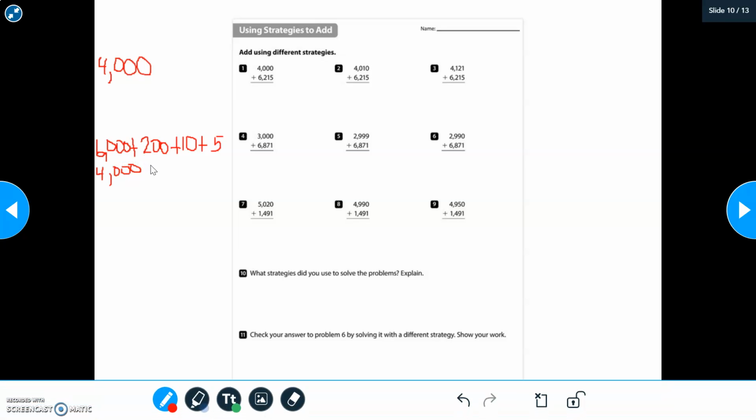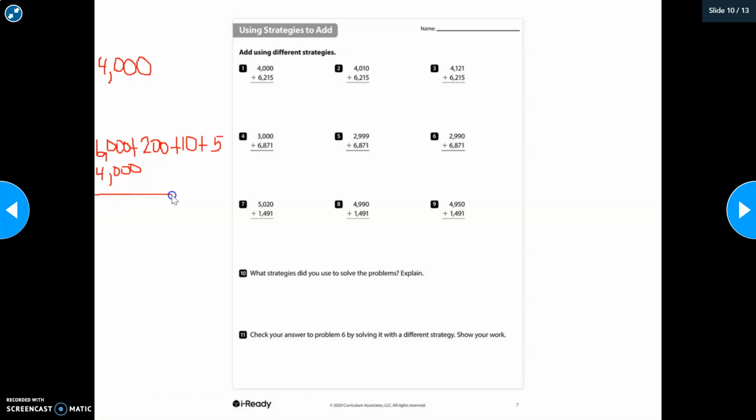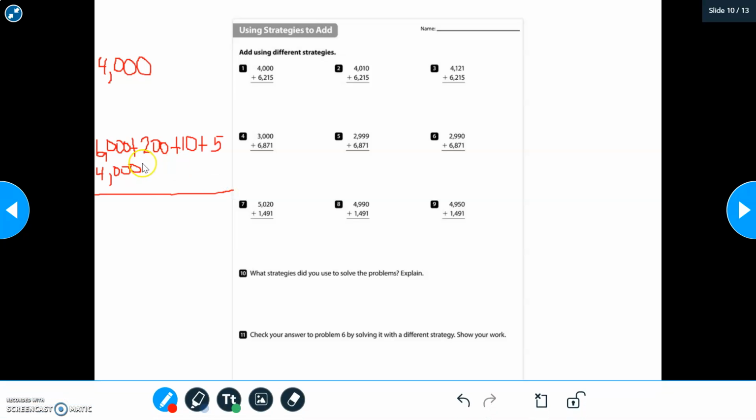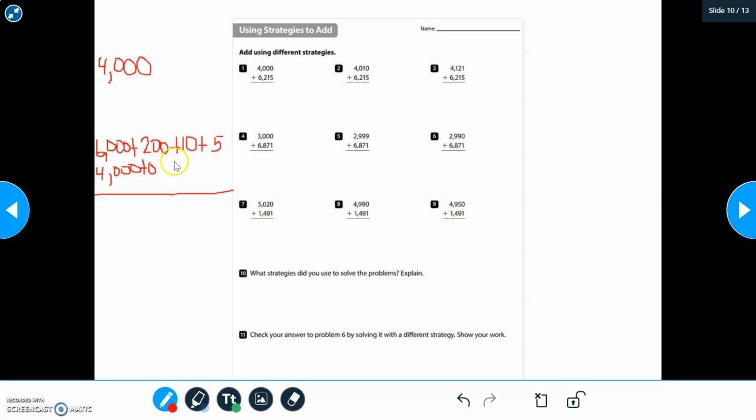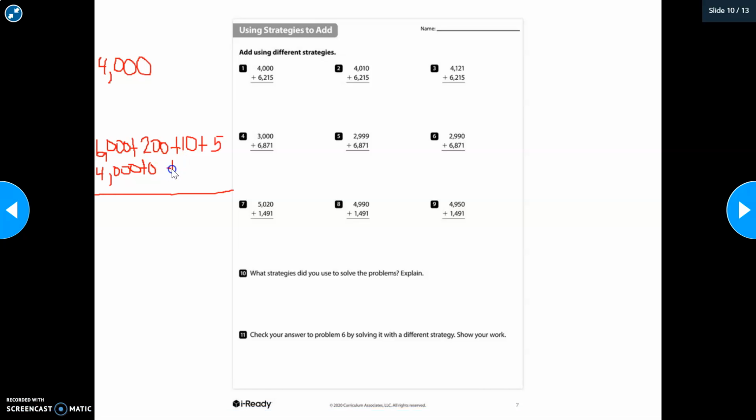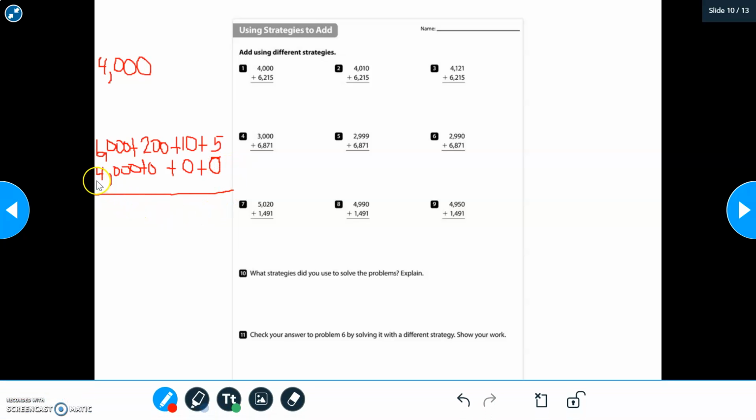Now I'm going to go ahead and add, and just so I won't get anyone confused, if I really wanted to, I could put zeros as placeholders, and I think I want to do that just to not confuse anyone. So we don't have anything in the hundreds place. We don't have anything in the tens place. We don't have any numbers in the ones place, but we're just using zeros for placeholders. Now we can go ahead and add.